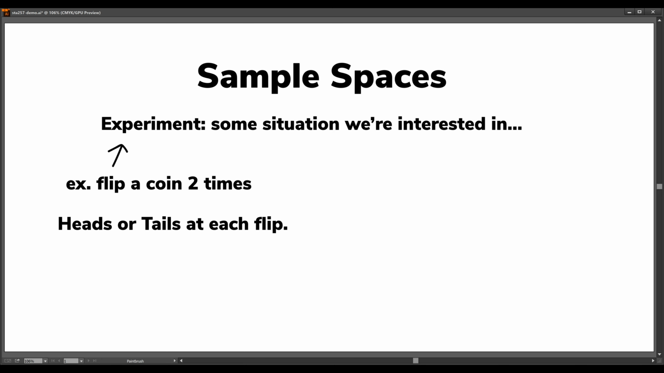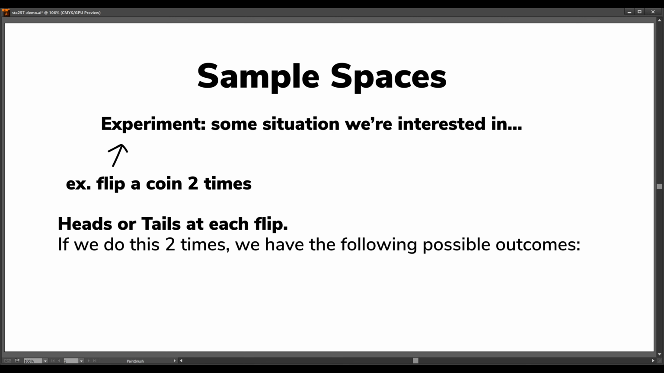And now we have heads or tails at each flip, and those would be outcomes of the individual flips. But over 2 flips, what would be the possible outcomes? Well, we can identify this using our sample space. If we flip our coin 2 times, we have the following possible outcomes: heads, heads; heads, tails; tails, heads; or tails, tails. These are all the ways we can observe the coins being flipped.